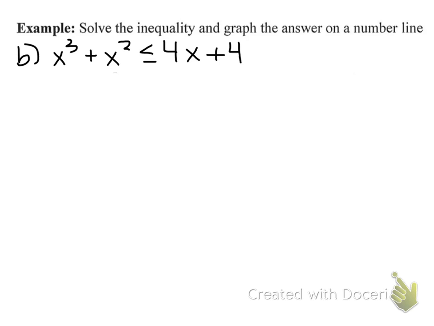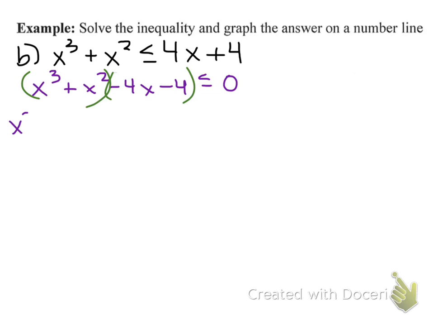Alright, so last example. Get it equal to 0, so we're going to subtract all the terms over. So minus 4x minus 4 less than or equal to 0. We're going to go ahead and group. If you box, go ahead and box. They go on the outside.